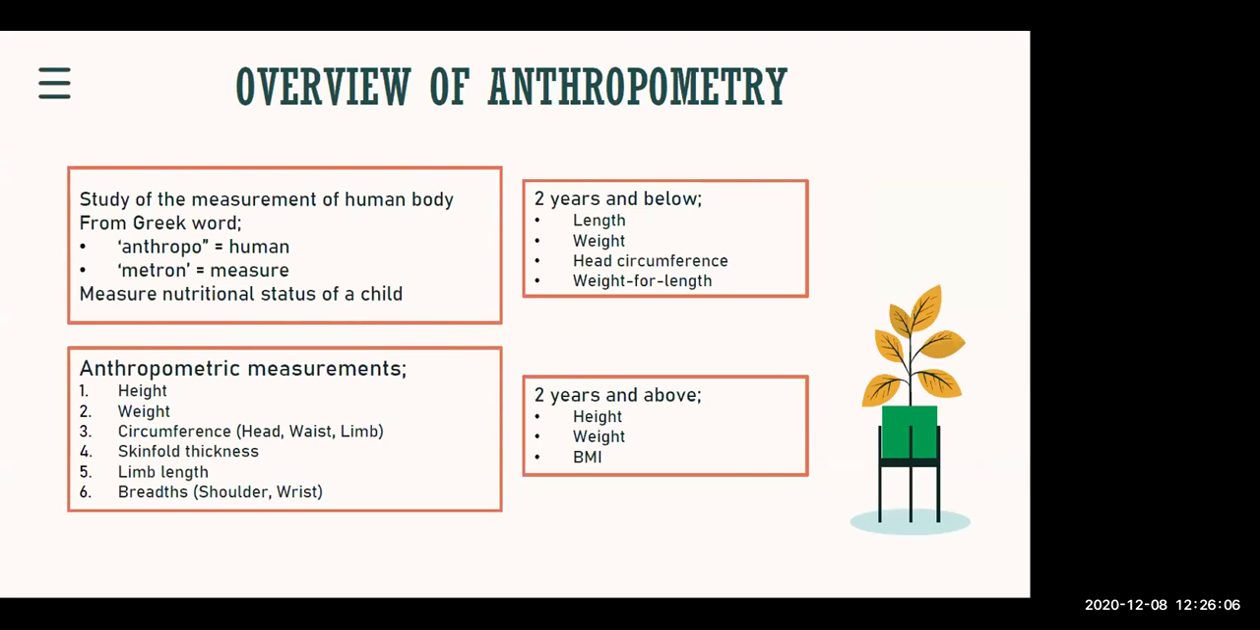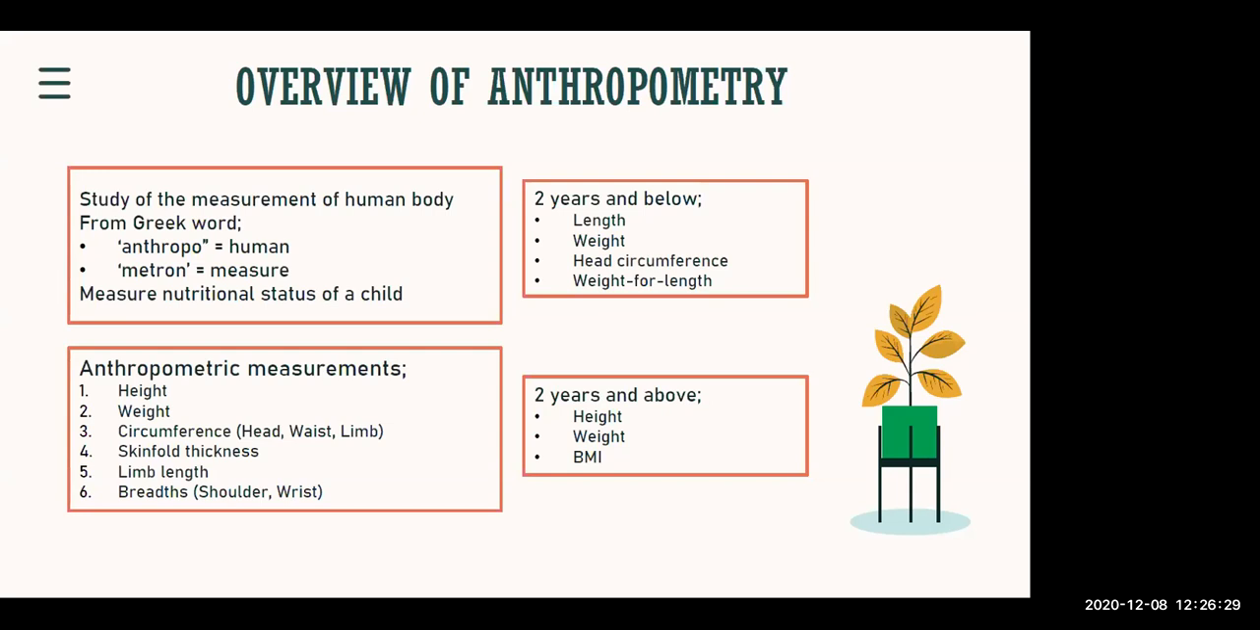First let's take a look at an overview of anthropometry. Anthropometry is the study of measurement of the human body. This word is derived from the Greek words, where anthropo means human, while metro means measure. Anthropometry is a key component of nutrition status assessment in children or even in adults.